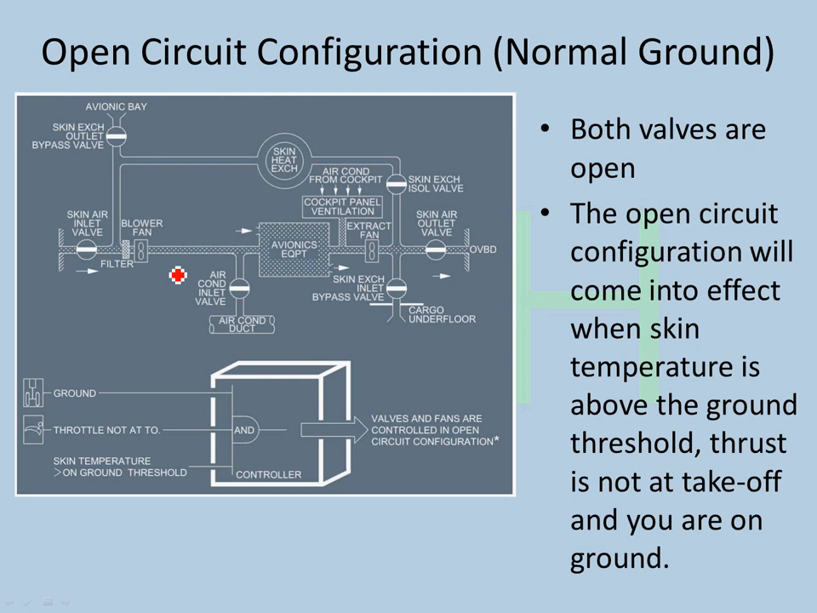An open circuit configuration means that it is going to take outside air to cool the avionics equipment and recirculate air. So it is normal ground configuration, and the skin heat exchange isolation valve is shut, because since you're using outside air to cool it, we do not need a coolant to help in the same. And since you're on the ground, you do not really need circulation for cargo, and the avionics bay is anyways the same place. Okay, I hope open circuit configuration is clear.